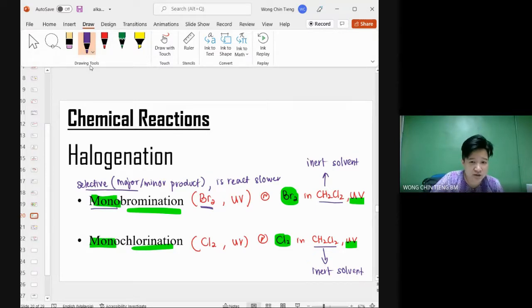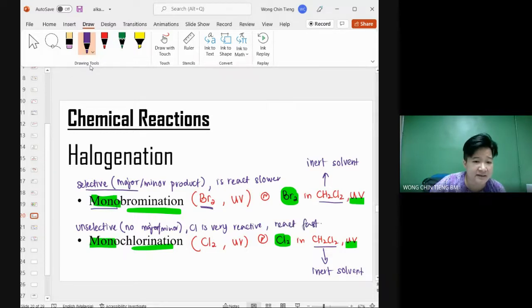Berbanding dengan chlorination, chlorine is unselective. Why chlorine is unselective? Unselective means no major minor. Alright? Why no major minor and why it will become unselective? Because your Cl2 is very reactive. Bila dia very reactive, dia akan bergerak sangat cepat. Dia tak akan pilih sebab saya nak cepat je kerja saya. So I won't choose. Saya tak kisah hang primary ke secondary, tertiary, saya ambil je. Alright? So when you become unselective, you will have no major minor because you never choose.